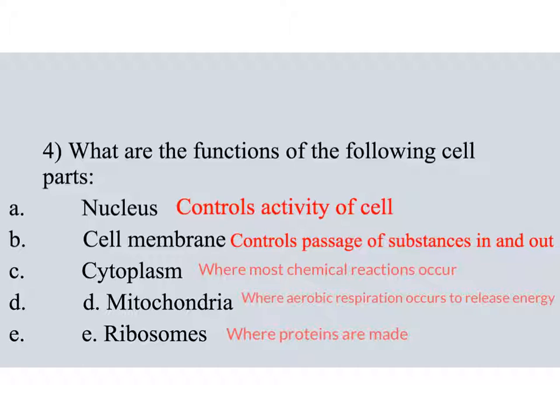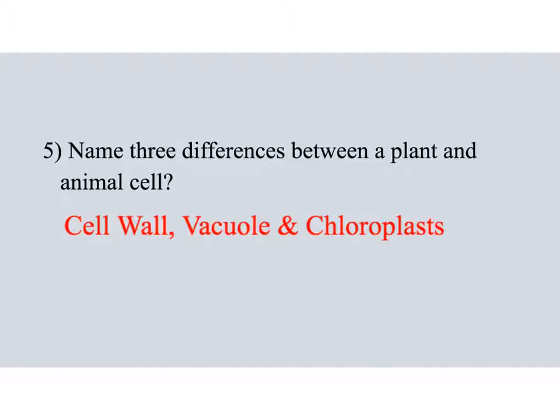Cytoplasm, where most chemical reactions occur. Mitochondria, where aerobic respiration occurs to release energy. And finally, ribosomes, where proteins are made or where proteins are synthesized. Question number 5. Name 3 differences between a plant and animal cell. Plant cells have a cell wall, a vacuole or a permanent vacuole, and chloroplasts.